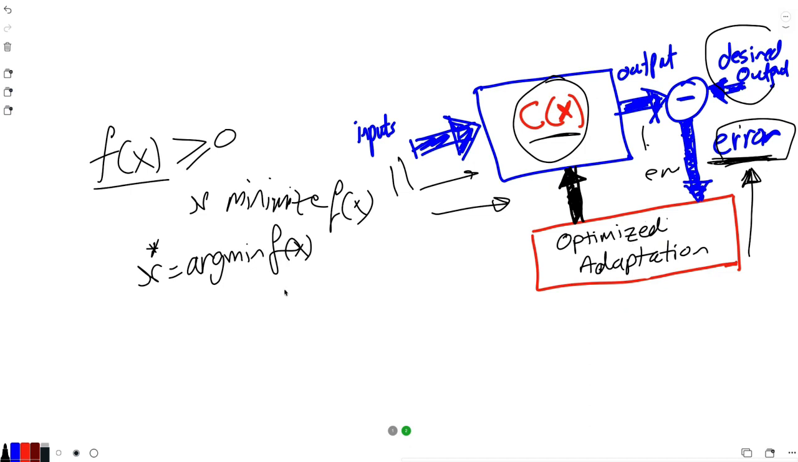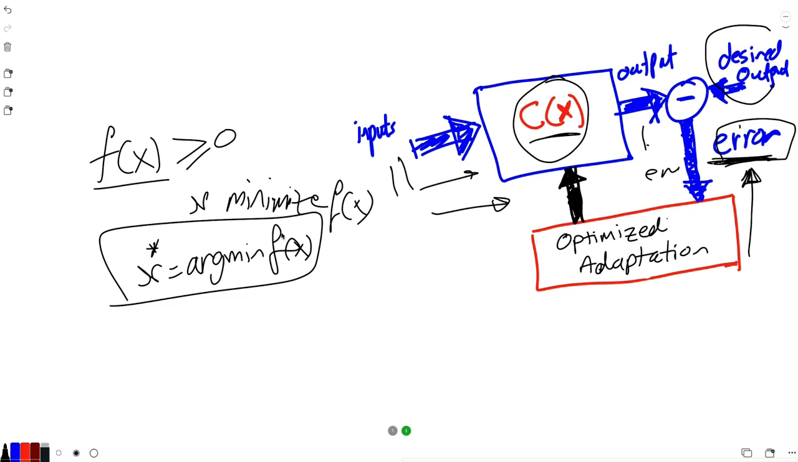Sometimes we write it like x star equal to the argument which minimizes f of x. Now assume that f of x is either unconstrained optimization, or might be constrained optimization, but we already have the Lagrangian multiplier inside it. So now we are looking for the x star which minimizes this f of x.